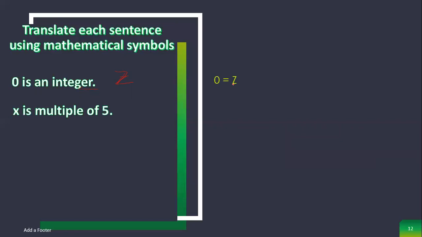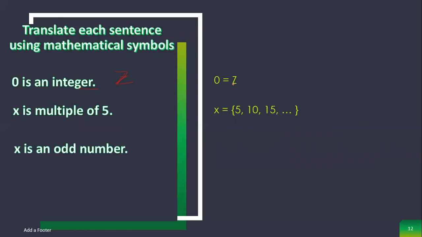Next, x is a multiple of 5. So what are the multiples of 5? We have 5, 10, 15, 5 times 4 is 20, 5 times 5 is 25. So if we're going to translate this, that would be x is equal to, and we make use of the grouping symbols, the brackets: 5, 10, 15, and so on.